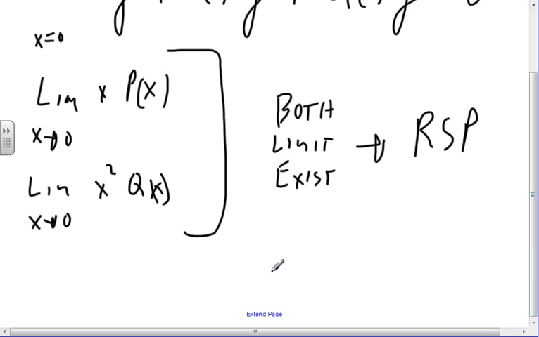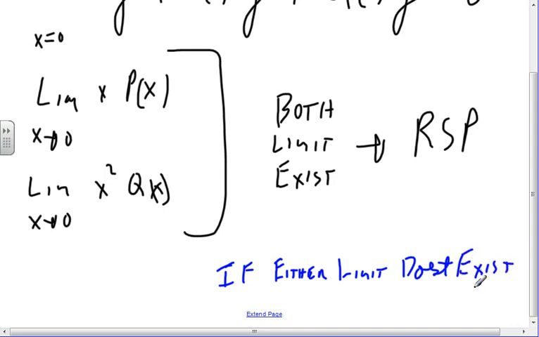If either limit does not exist, I have an irregular singular point. And the methods of section 3, which we haven't gotten to talk about yet, won't work. So it's only going to work on regular singular points, whatever it is.